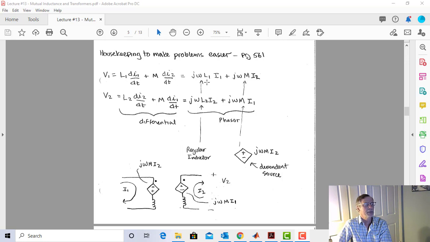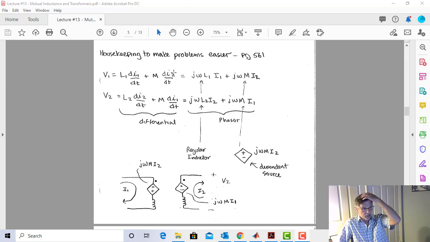L1, that works, and di/dt is just going to be jωI1. So when I go to the phasor, my di1/dt is just going to be jω I1 multiplied by L1. My next term, di2/dt, is going to be jω I2. Then, of course, here's my M. And the same thing holds down here. So now I have phasor equations.